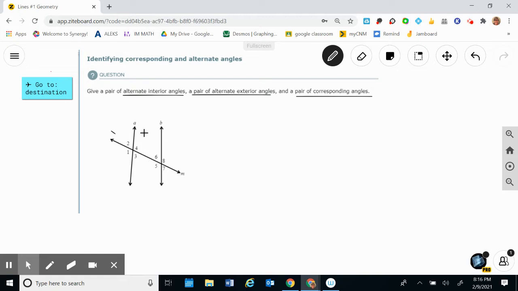So here's the thing. Take a look. First, let me give you the situation. If you have two lines, and in this case, they're not parallel. It doesn't say they're parallel. They're just two lines. This is line A and this is line B. Okay, and they're cut by a transversal.